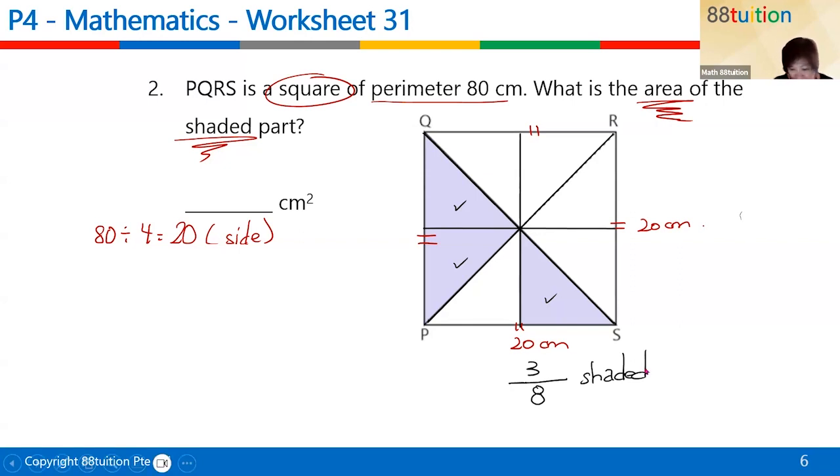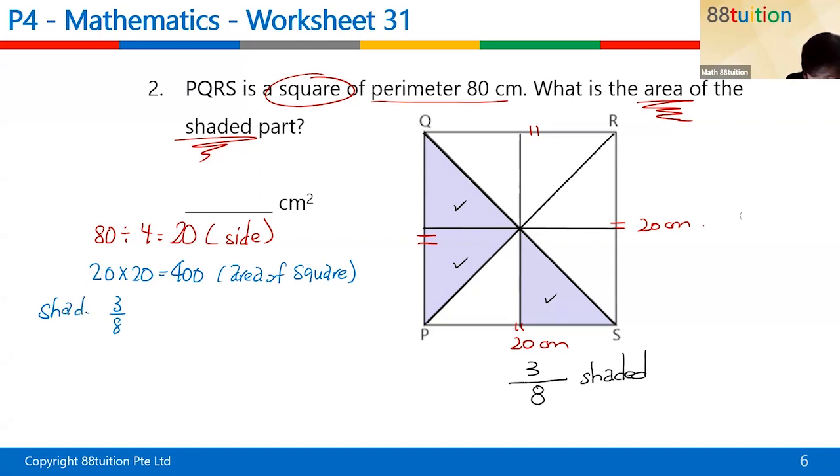So meaning to say I must find the area, right? Let's find the area of the square. First of all, area of the square will be 20 times 20, that gives you 400 cm squared. Area of the whole square. So how to get down to 3/8? I have a fraction. 3/8 is shaded. So to find the shaded part, I get 3/8 multiplied by 400. Then I get 150. That's where I get my 150 here.